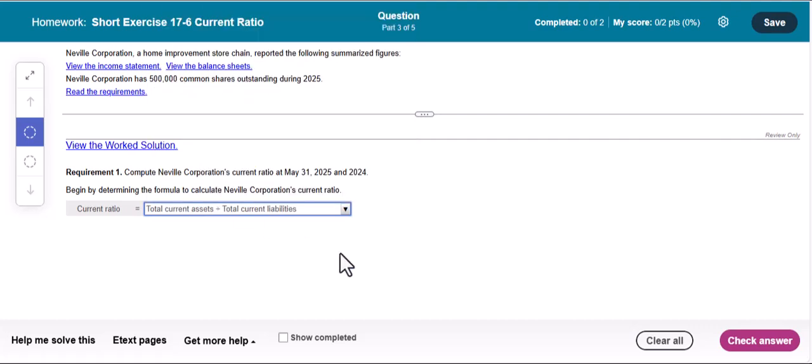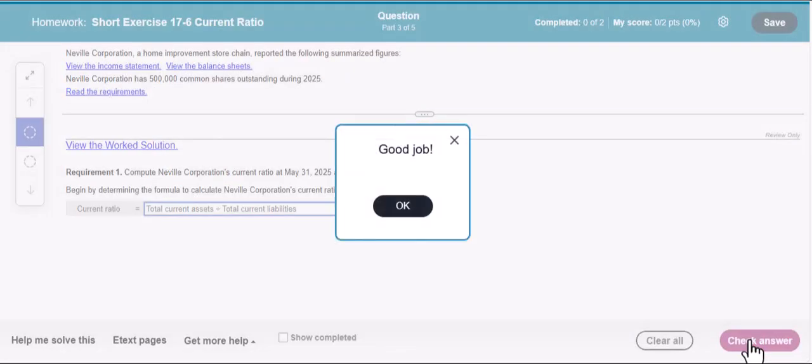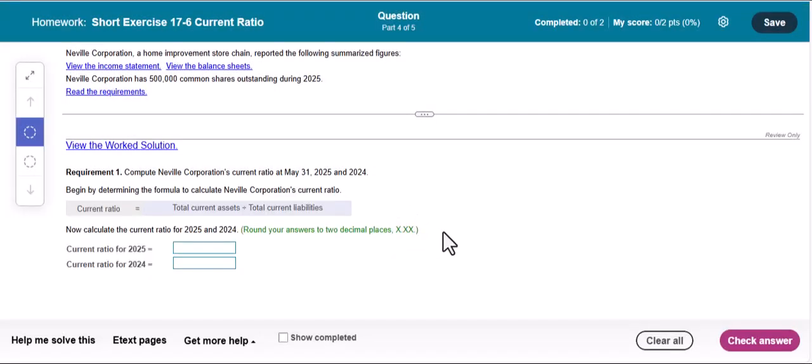So this one right here. Go ahead and check our answer. Good job. Okay, so now we're going to use this formula to calculate the current ratio for 2025 and 2024. So current ratio, in other words, is how many current assets do we have to pay off the current liabilities. So it's kind of a measure of what our ability is to pay off our liabilities that are due within the next 12 months.